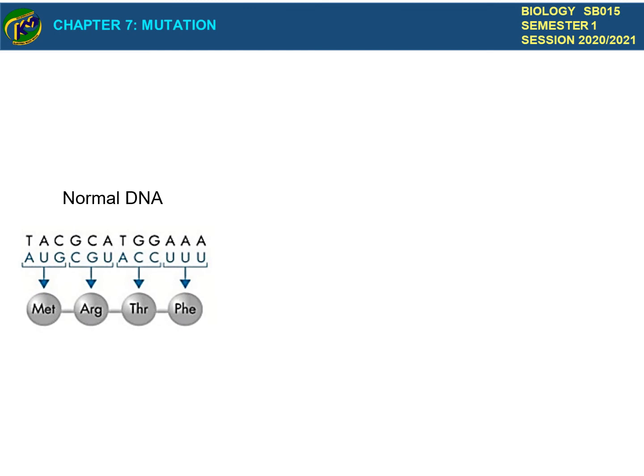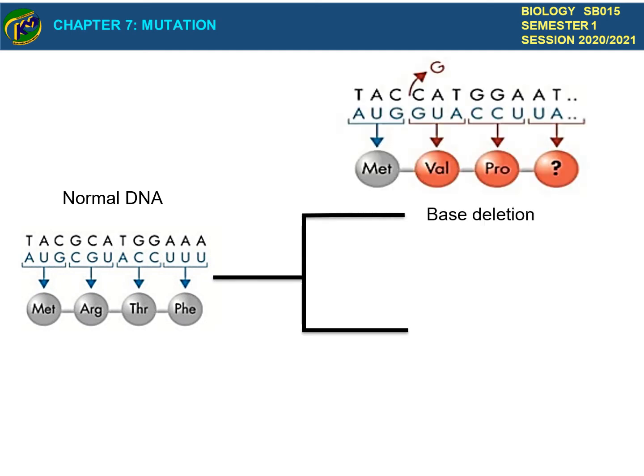The example is, this is the normal sequence of DNA, and during protein synthesis, the sequence of amino acids produced is as shown in this figure. When base deletion occurs, guanine is removed from the second base triplet of DNA, resulting in the improper grouping of the subsequent nucleotides into codons. So, the sequence of amino acids changes entirely starting from the point of mutation.